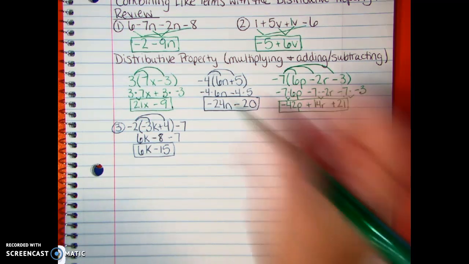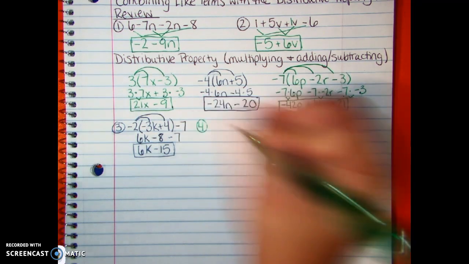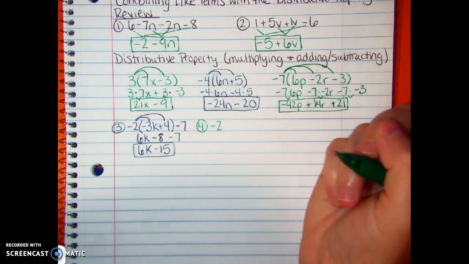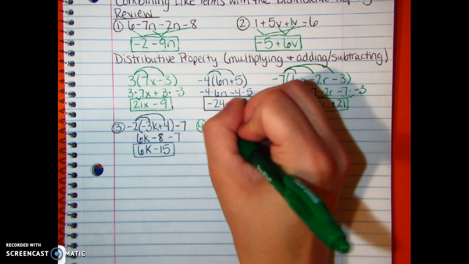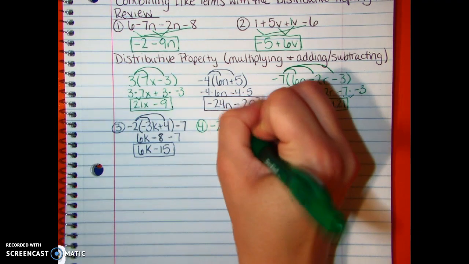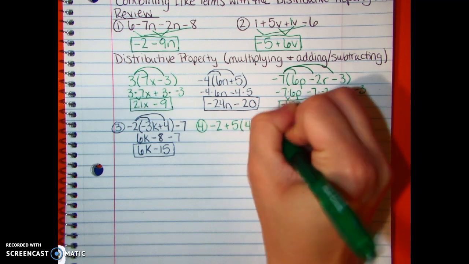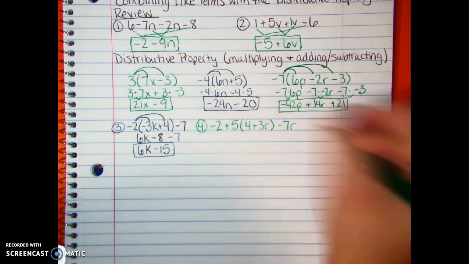Okay, let's look at another one. And feel free to pause this whenever you want and try it on your own. This is negative 2 plus 5 times 4 plus 3r minus 7r.